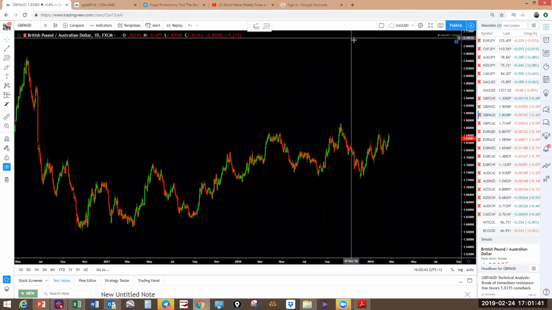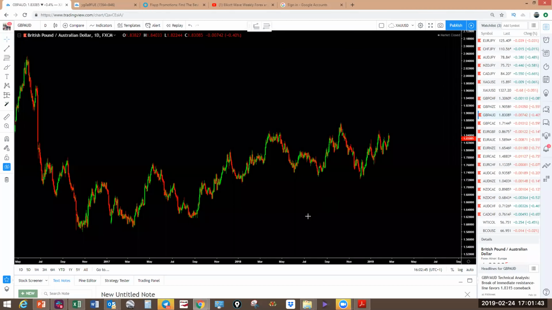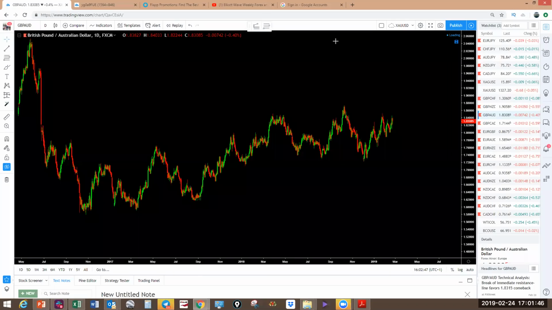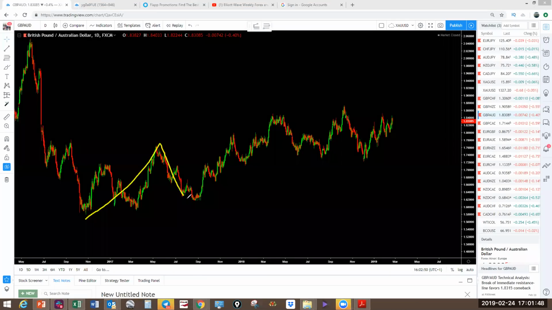Pound AUD, same. On the daily, we're looking for this structure: 1, 2, 3, 4, 5. Now lower degree, 1, 2, 3, 1, 2, 3. I've shown this for almost 2 years now.